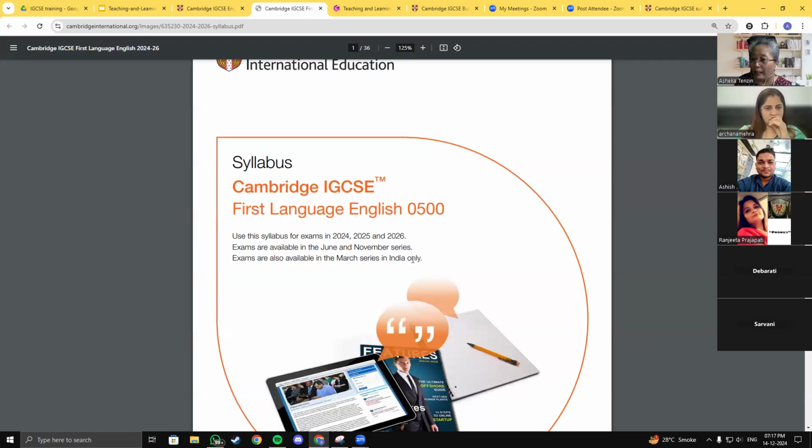And in places like Masuri, where I taught earlier for 10 years, we offered the November series because there the academic year started in March and ended in November. So my students did the November series over there in Masuri. So depending upon the place, you decide when you want to give those exams.